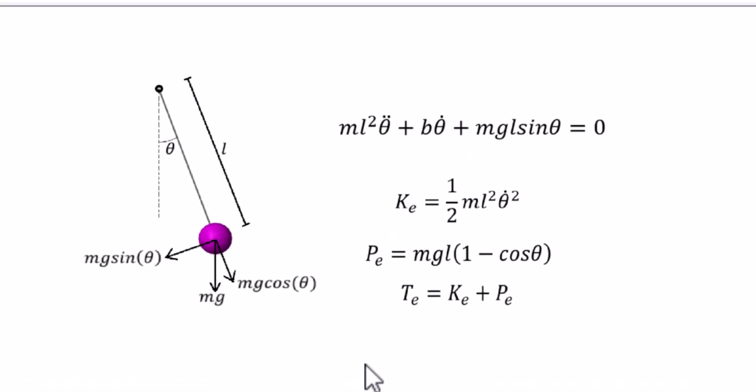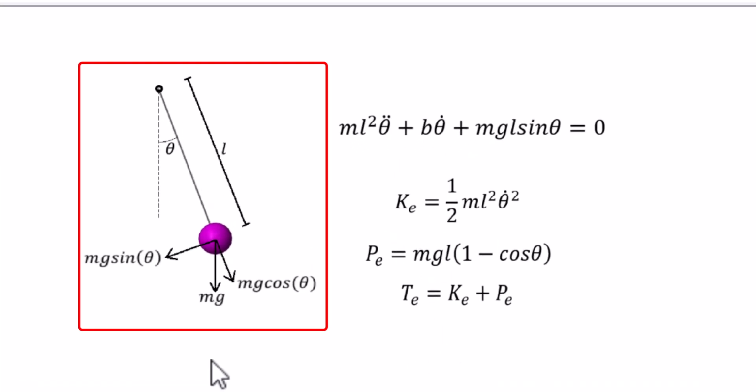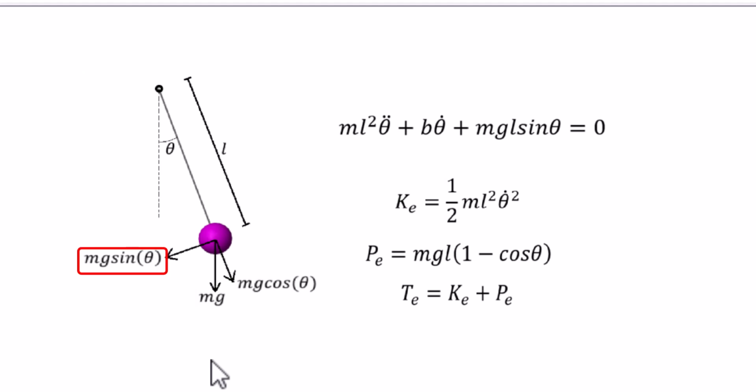So let's start. On this diagram, you can see that the pendulum is making an angle theta with the vertical, and at the shown point, the weight of the pendulum is mg, which is acting downwards. Right now, mg sine of theta is the force that will make the pendulum go back towards its equilibrium position, whereas mg cos of theta will be the component of the force responsible for the tension in the string.